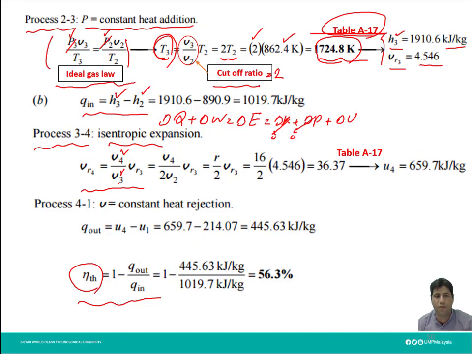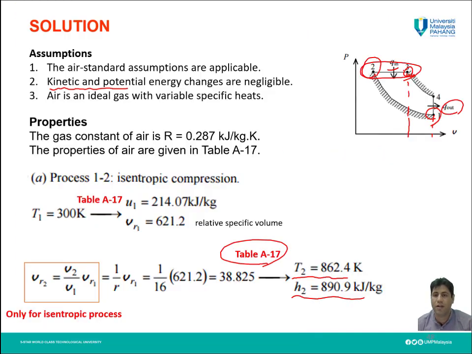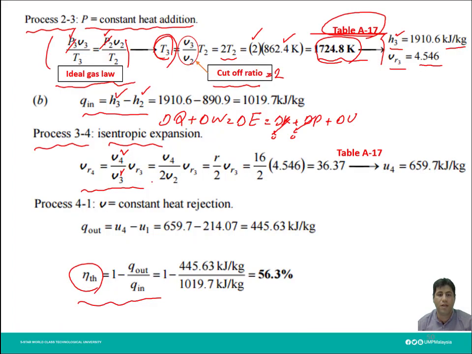If you notice here, V4 and V3, we don't have a direct relationship between these two. But we have a relationship between V3 and V2. How? Here we have V3, here we have V2. This is nothing but the cutoff ratio, which we know, and it is equal to 2. So here, instead of V3, we can write 2V2. So V4 divided by 2V2 times VR3 will give us VR4.